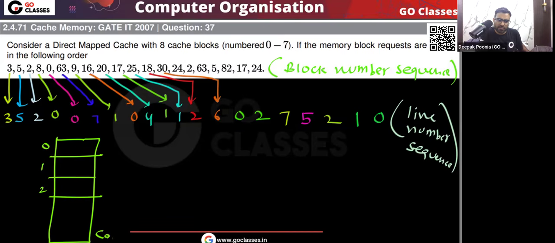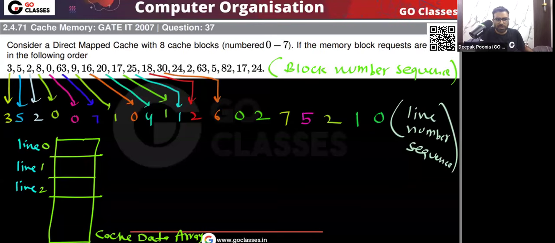This is the cache memory, the cache data array. And these are the lines. For example, this is line 0, this is line 1, and this is line 2, and so on. So tell me, at the end, in line number 0, which block will be there? You can see at the end, block number 24 will be there. That's it. In line number 0, block number 24 will be there. Yes or no? Very simple.